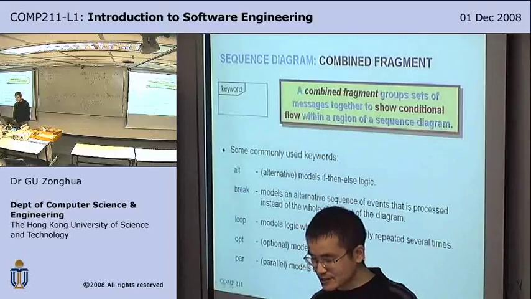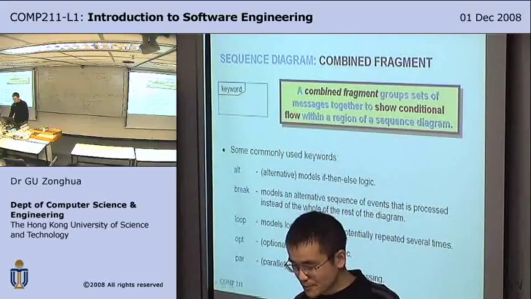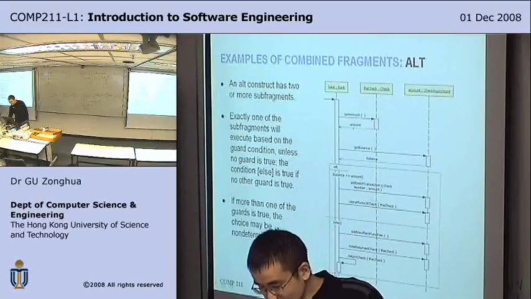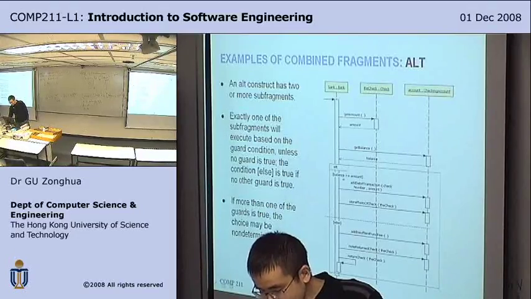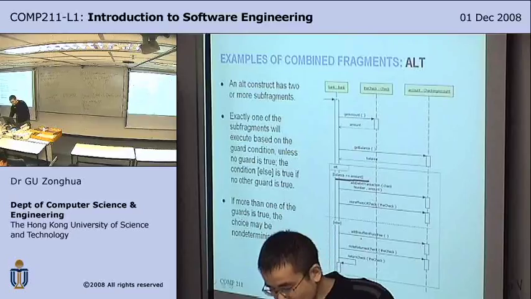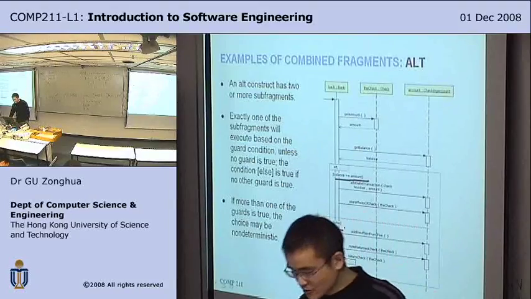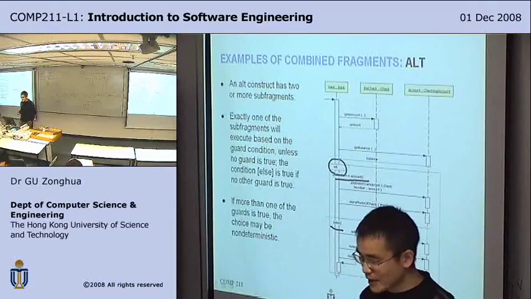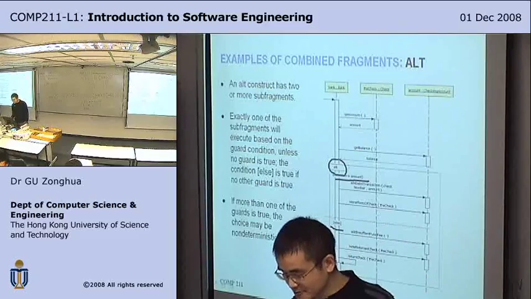So a combined fragment groups sets of messages together to show conditional control flow. So here we see the alternative. If the balance is greater than or equal to the amount, you can do the debit transaction, do the check. Else, the check is bounced. So this is the alt keyword for the combined fragment, indicating if-then-else.